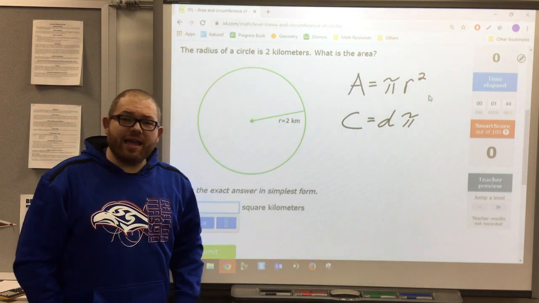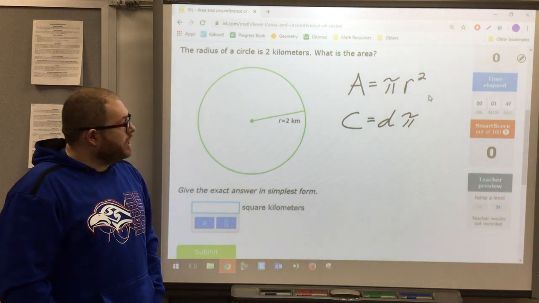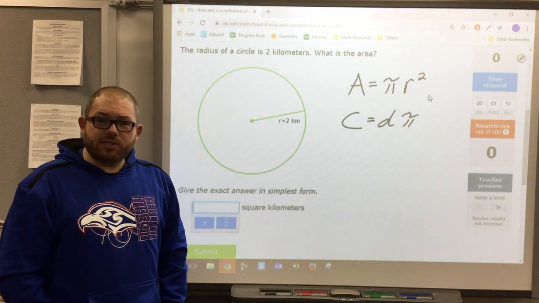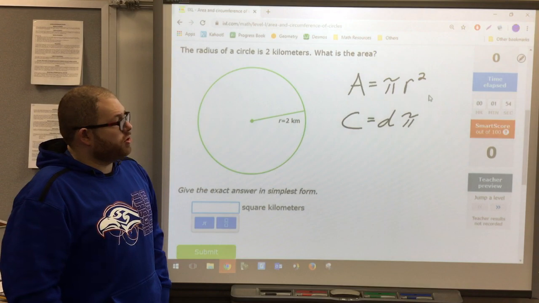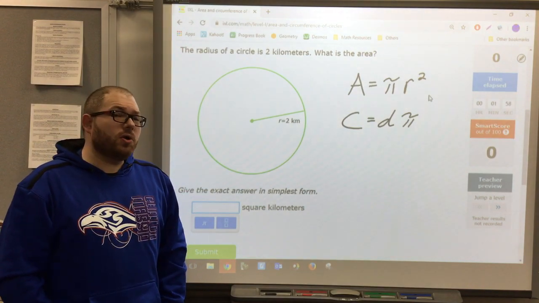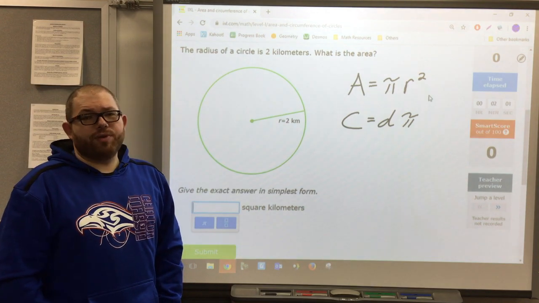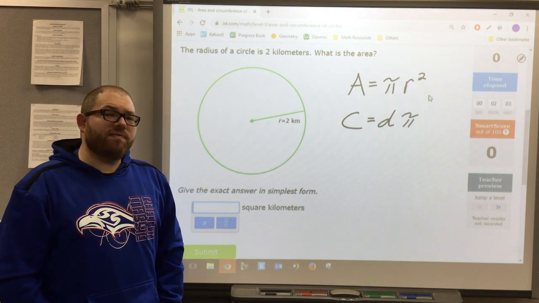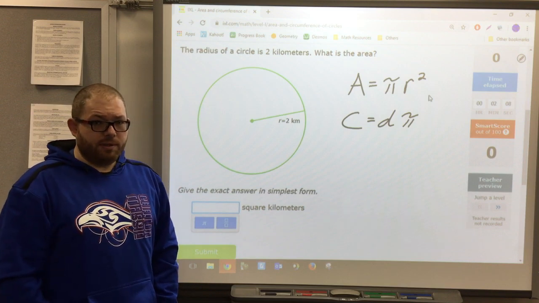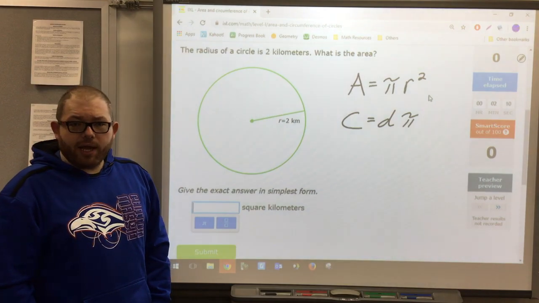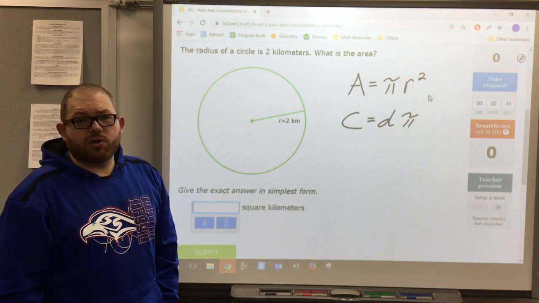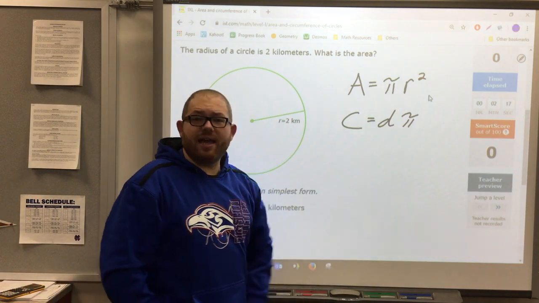Over to the right, I have already written down the two equations. For area, we use pi times the radius squared, and for circumference, we use diameter times pi. So the first thing I want you to do is read the question to see whether you're finding the area or whether you're finding the circumference. Because if you are finding the area, you need the radius. But if you are finding the circumference, then you need the diameter.